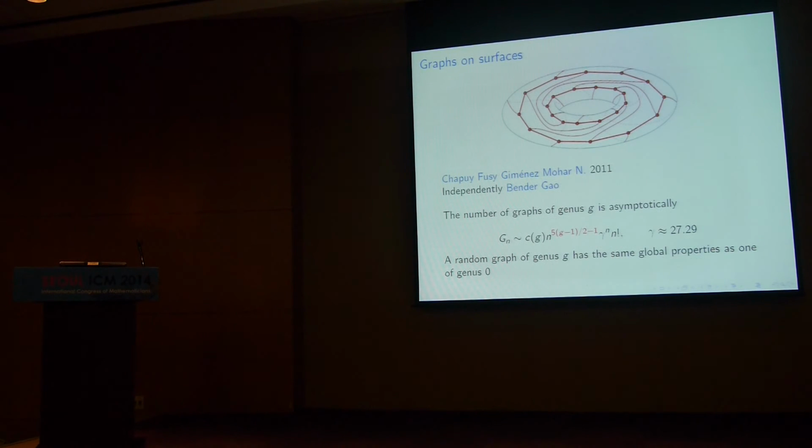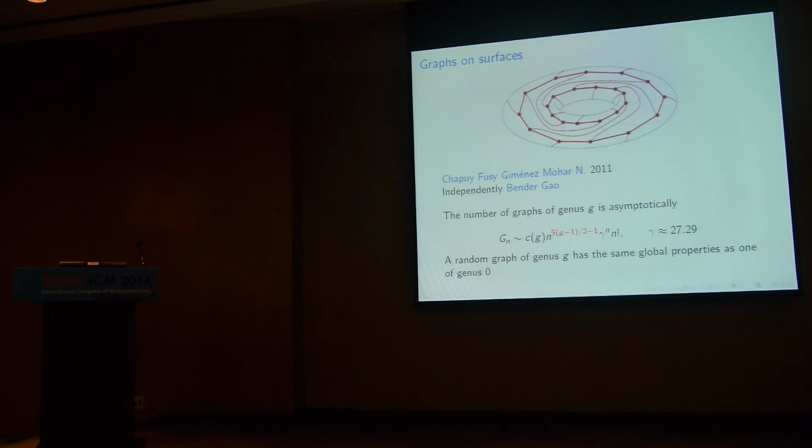Okay. Now we can move to graphs on surfaces. I mean, planar graphs are graphs on the sphere, and we can ask about graphs on surfaces. And recently, it was proved independently by 2 teams that the number of graphs that can be embedded in a surface of genus G is asymptotically this thing here. So you see, this gamma does not change. The exponential growth does not change. The only thing that changes is the sub-exponential growth.